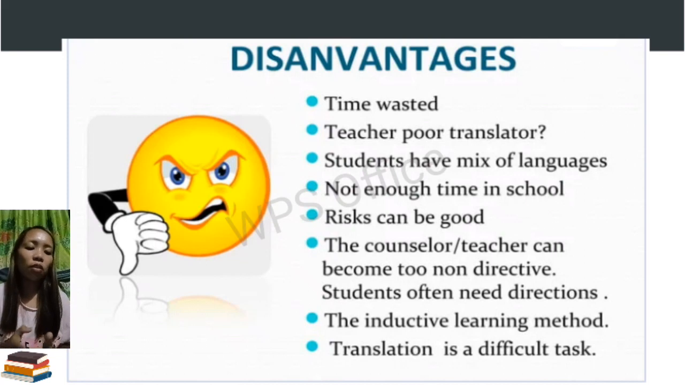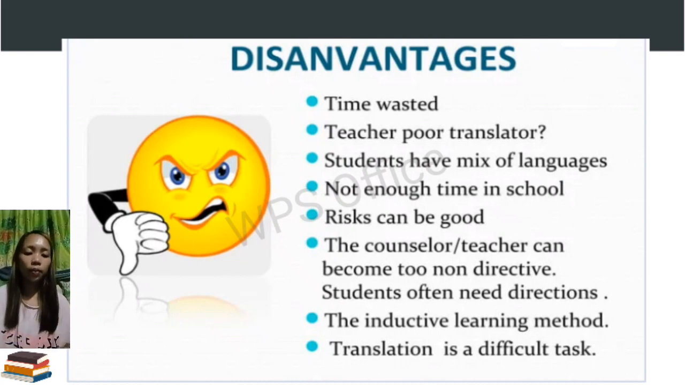Next, students have a mix of languages, as I mentioned a while ago. It will lead the teacher to have a hard time translating. Another is not enough time in school, especially for students who came from mountainous areas, so they don't have enough time in school. Risk can be good, but the counselor or the teacher can become too non-directive. Students often need directions. So the inductive learning method and translation is a difficult task.